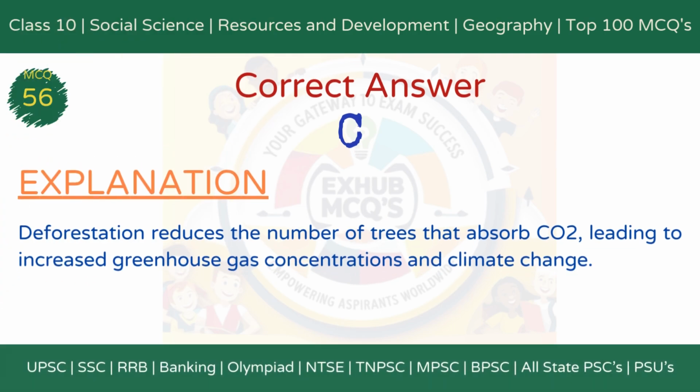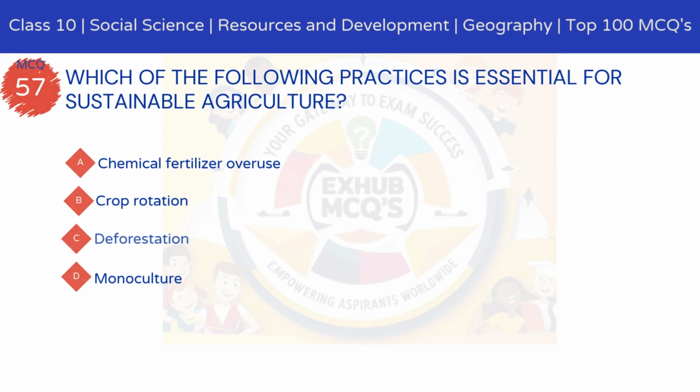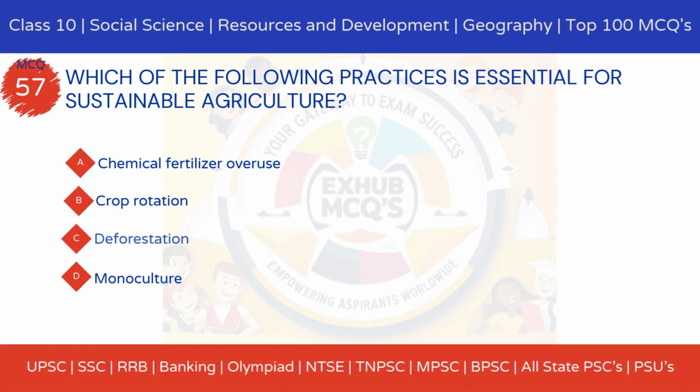The correct answer is option C, increases greenhouse gases. Explanation: deforestation reduces the number of trees that absorb CO2, leading to increased greenhouse gas concentrations and climate change. MCQ 57, which of the following practices is essential for sustainable agriculture? Option A, chemical fertilizer overuse. Option B, crop rotation. Option C, deforestation. Option D, monoculture.